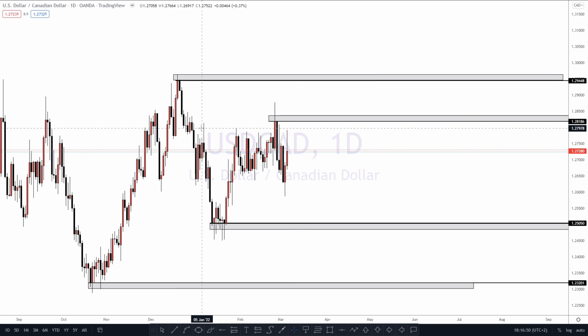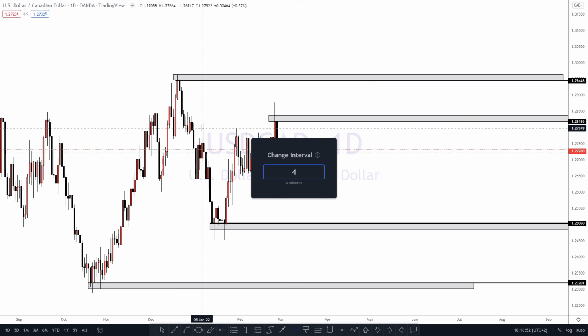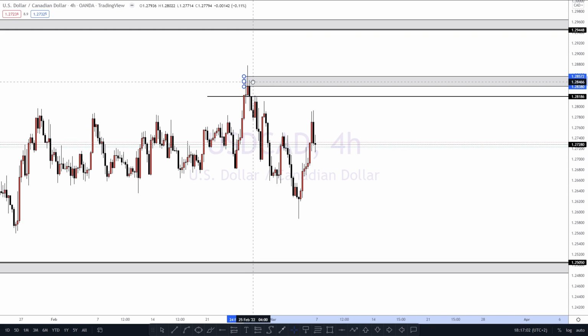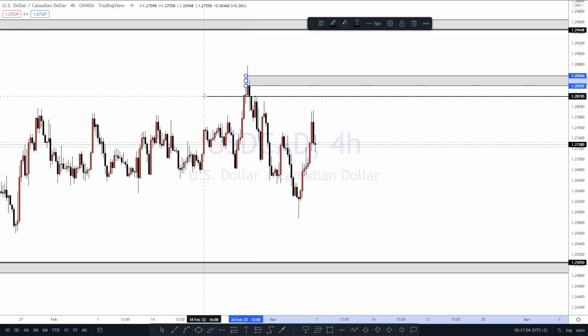And let's move to 4H. You see how the market is looking like. We had a bit of a 4 hour lower high, so I'll just fix this and you'll see what I'm currently looking at.